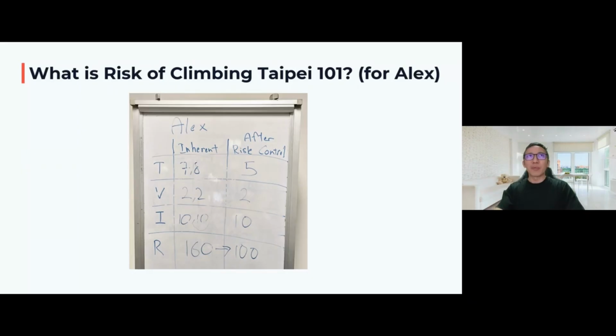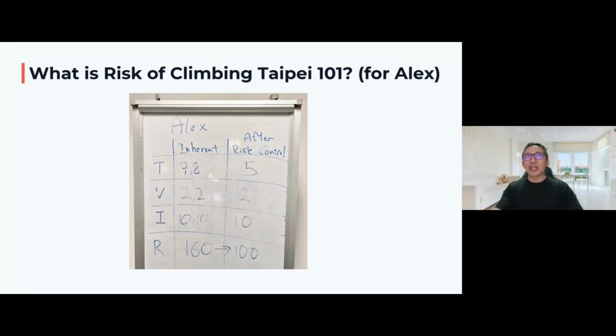Then the vulnerability. Vulnerability typically we refer to as the internal. In this case, I will say it specifically refers to the climber himself, his vulnerability, his weaknesses, his skill set to climb the skyscraper. And then of course the impact here refers to what if he falls. If he climbs the skyscraper, what if he falls? What is the impact?